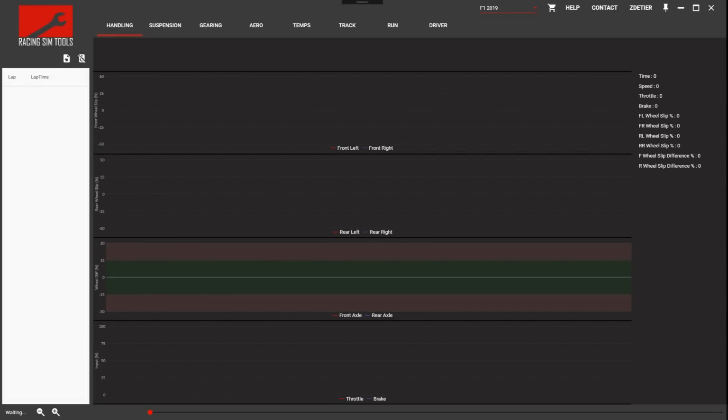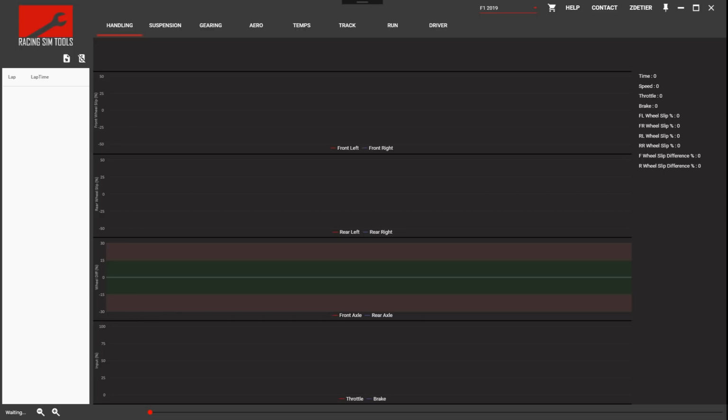So now that you guys understand what some of the questions we should be asking are, I'm going to show you how you can answer those questions by looking at data. And for this, I'm going to be using the Racing Sim Tools software. However, you could use any software that you could see these same graphs in. So you could use things like Motec or PCAR's Profile or any kind of program you want. But I'm going to be using this software because I developed it.